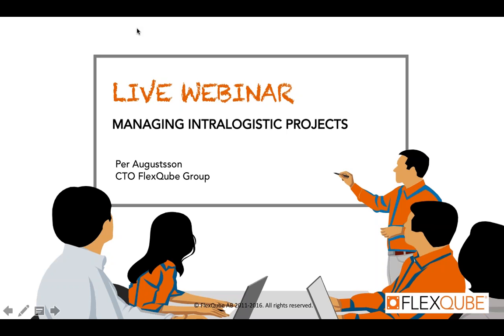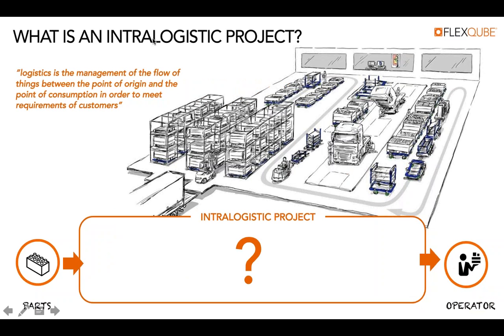So today we will talk about intralogistic projects, and then the first question, of course, is what do we mean with intralogistic projects? So if we start with logistics, what is the logistic operations? If you search the internet, you will find some different definitions, but they are all pretty much the same, and this is from Wikipedia, and it says that logistics is the management of the flow of things between the point of origin and the point of consumption in order to meet requirements of the customers. So it means that in our case, we have parts, and in the project we are organizing activities, we are organizing equipment and so on in order to deliver this part to the customer.